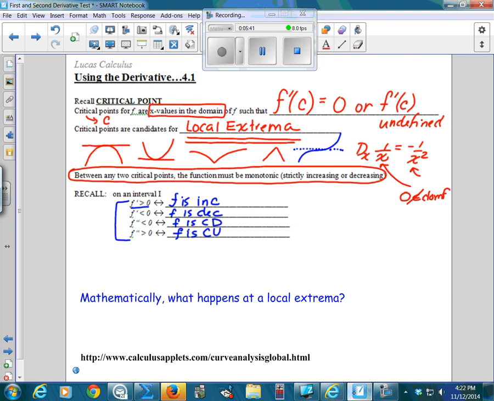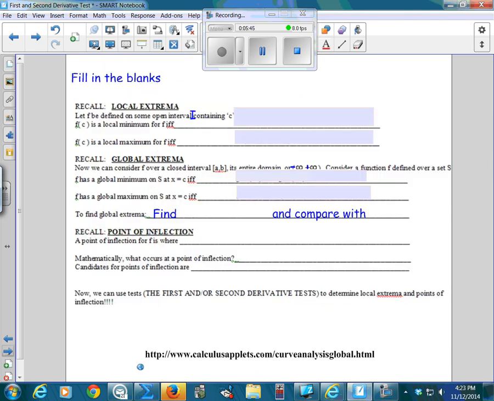Well, that's the key idea in this first derivative test. Okay, so we'll identify a few more things and then we'll get into the test.